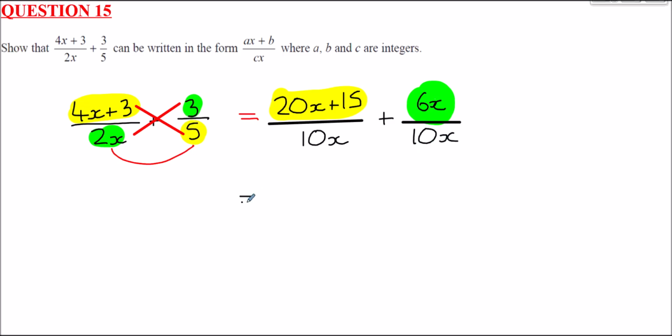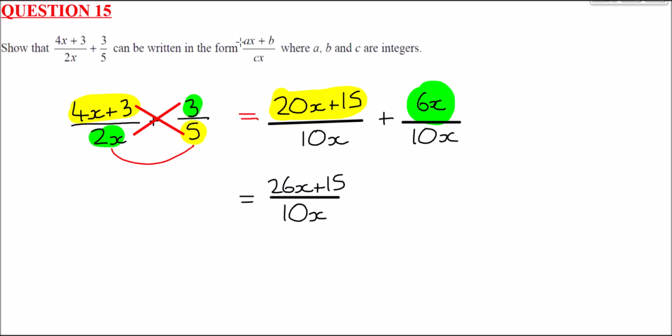When the bottom numbers are the same, we leave them the same. Leave these both as 10x. For example, if we had 1/2 plus a half, that's 2 halves. You don't add the halves together at the end. So we'll leave the denominators, add the numerators together, but for denominators, we do not add. Keep them as 10x. For the top, though, we can combine. So 20x plus 6x is 26x. And of course, then 15. And that's our final answer.